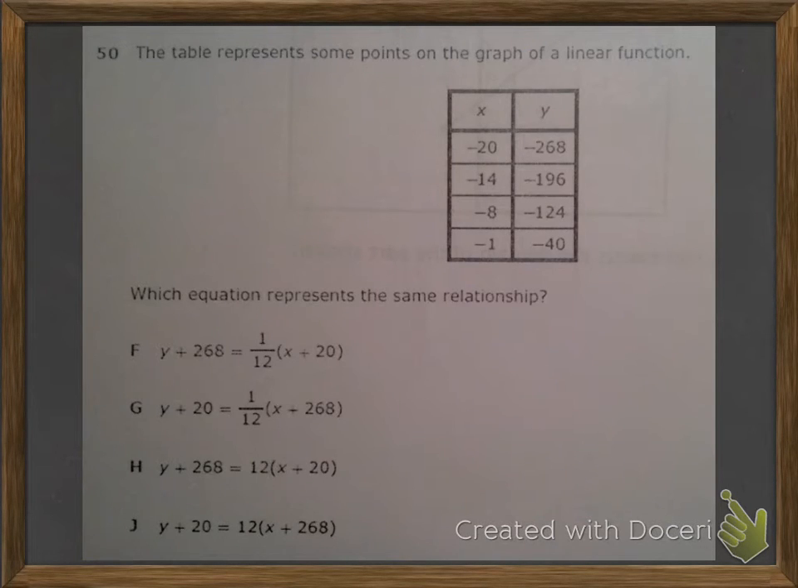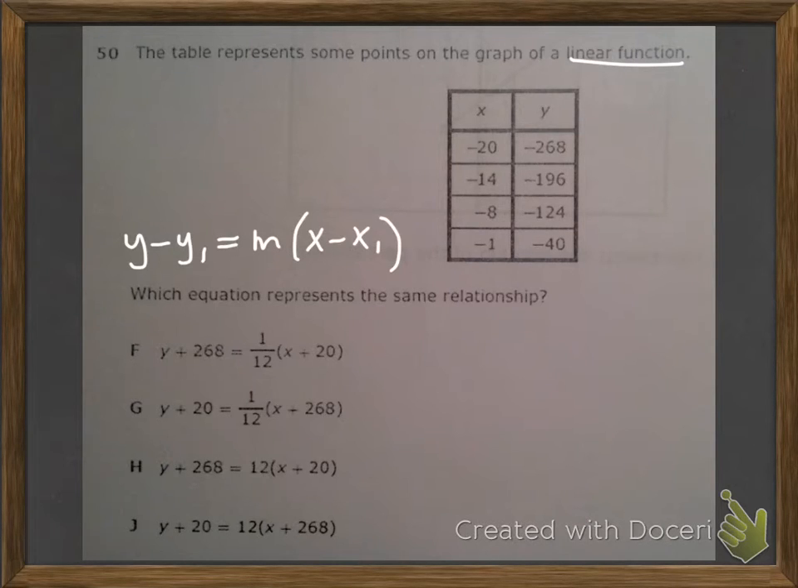Page 2, number 50 says the table represents some points on the graph of a linear function. Which equation represents the same relationship? If you look in the answer choices, they're all in point-slope form, so we want to remember that. Remember, point-slope form is y minus y1 equals m times parentheses x minus x1.